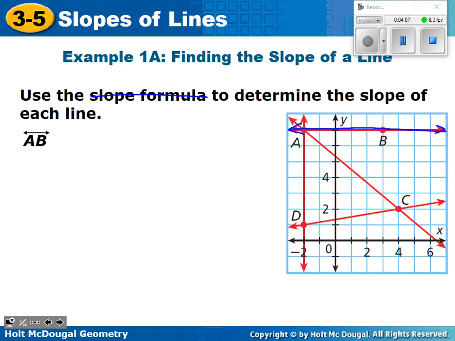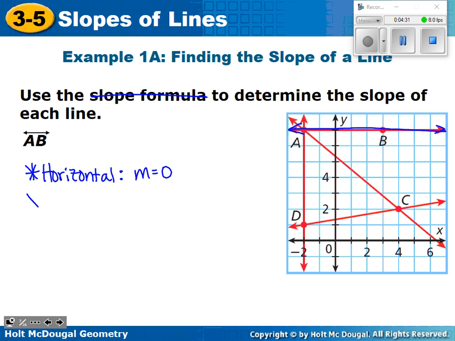What is the slope of every horizontal line? Who said that? Good, 0. Every horizontal line is going to have a 0 slope. Write that down somewhere so you'll have that in your notes. Horizontal lines always have a 0 slope. There is no work to do. You should be able to look at it and go, oh, it's horizontal, my slope is 0.